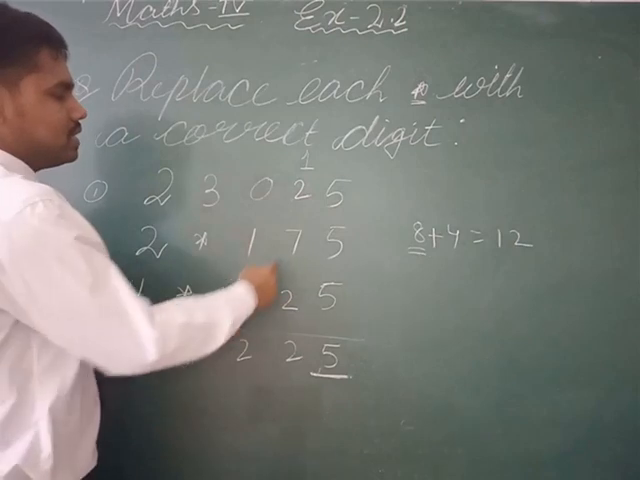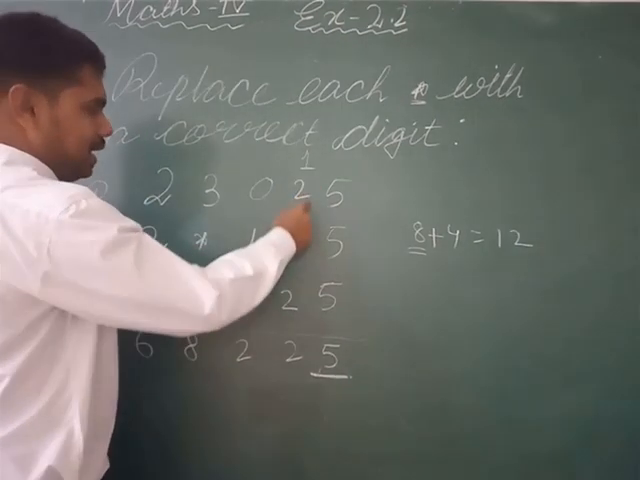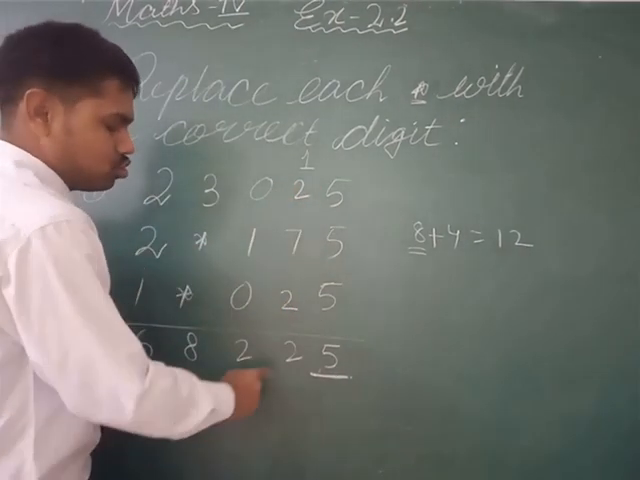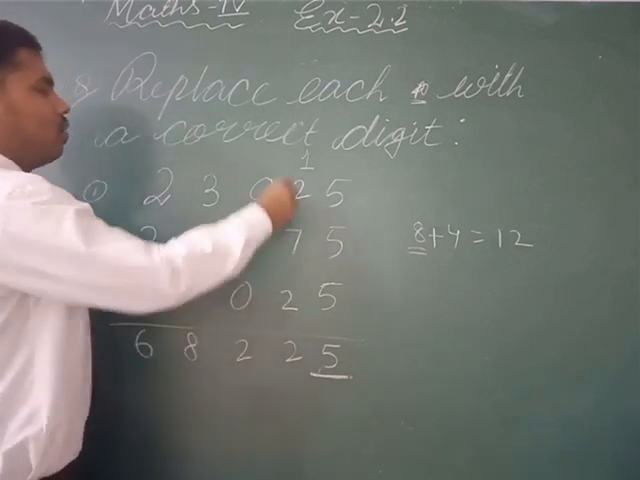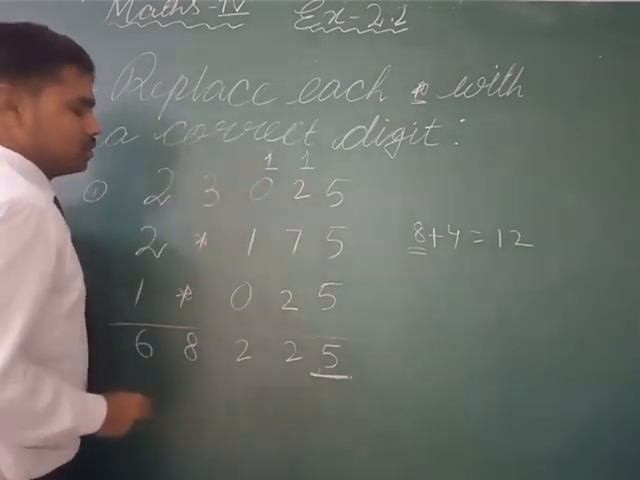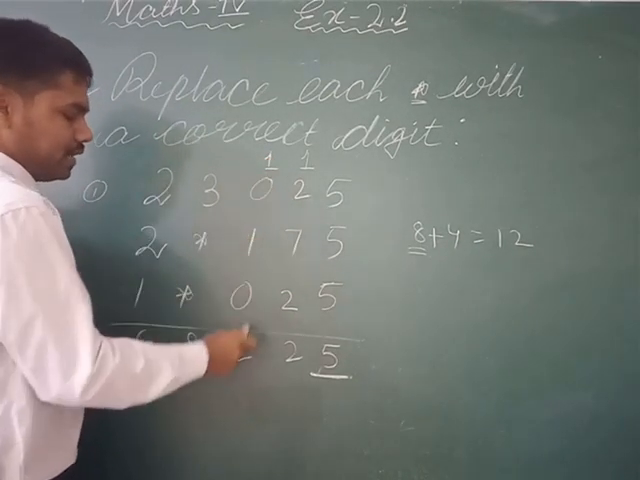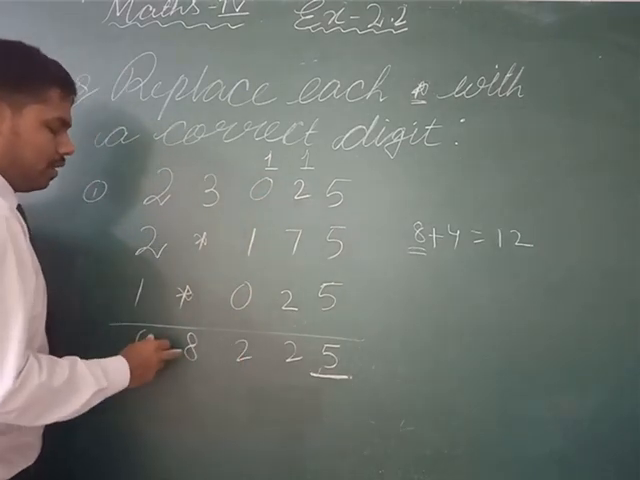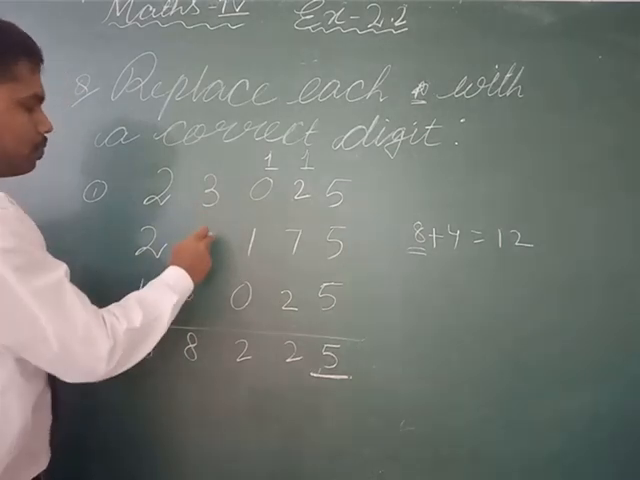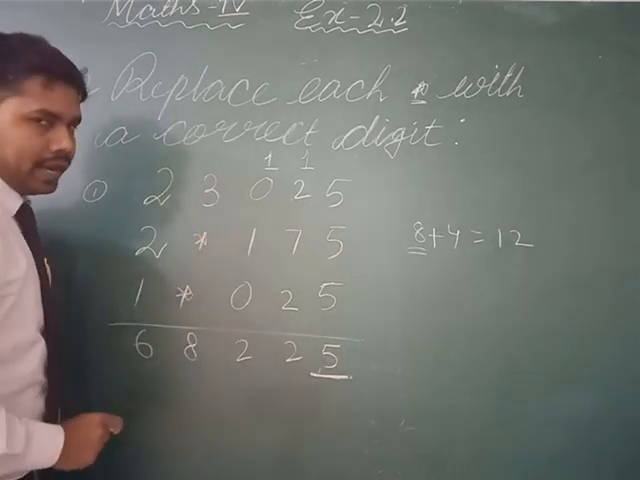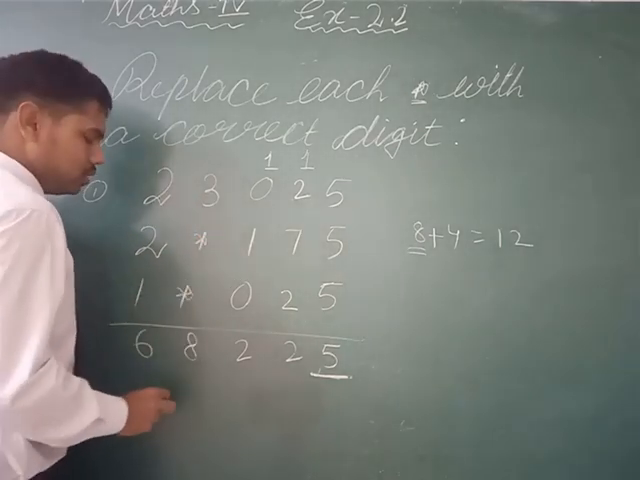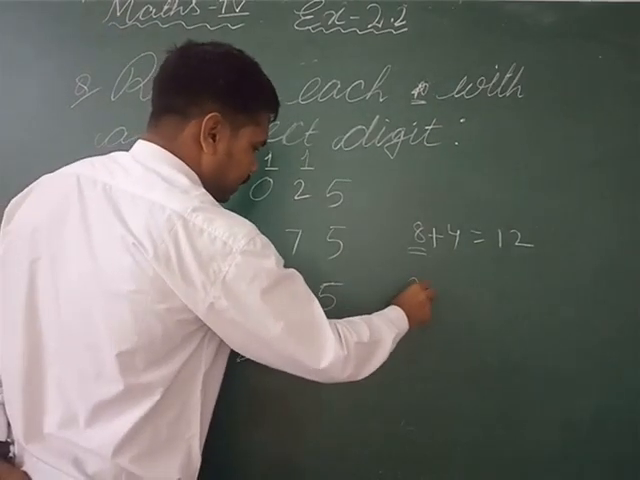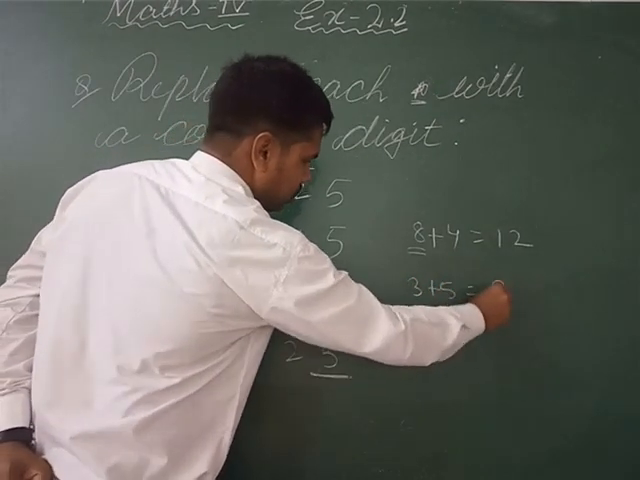So now you can see 7 plus 1 is 8, 8 plus 2 is 10, 10 plus 2 is 12. So 12, 2 is here and 1 again carrying here. Okay, so 1 plus 1 is 2. Right? So this is 2, this is 1. Now here 8. So 3 plus how much and how much is equal to 8? So we know 5 plus 3, or 3 plus 5, is equal to 8.